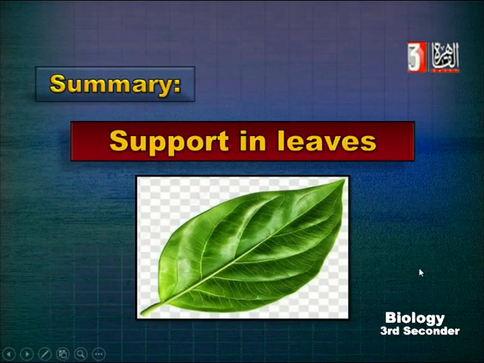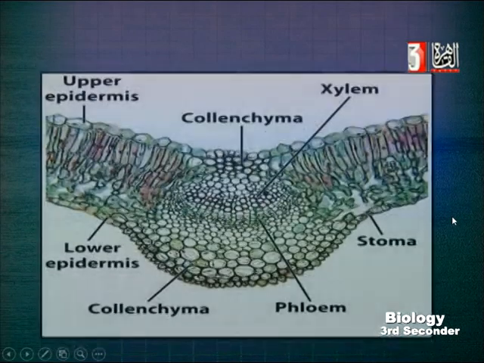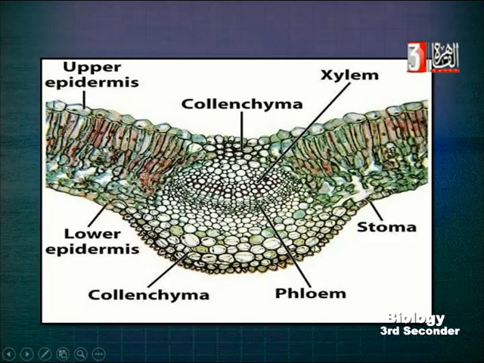Summary. Let's summarize what I have explained. Support in plants is present in 3 organs of the plant: leaves, root, and stem. This is the transverse section in the leaf. Let's see the support in the plant. The upper and lower epidermis are covered with cutin to protect the leaf, except in the regions of stomata.